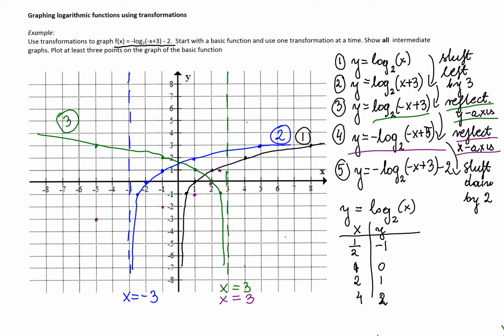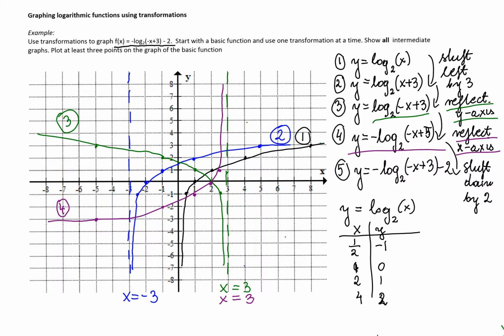Point (2.5, negative 1) becomes (2.5, 1), and we draw the graph going through those points. Make sure that it's a reflection of graph number 3. And this is graph number 4.